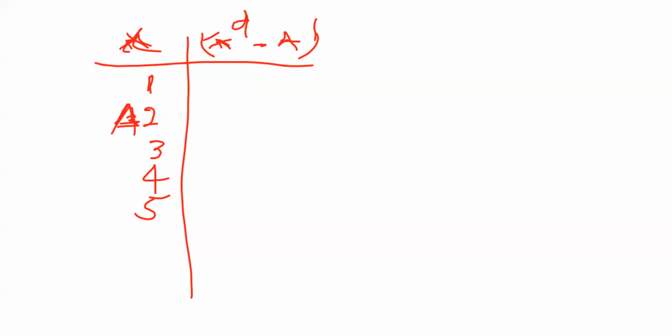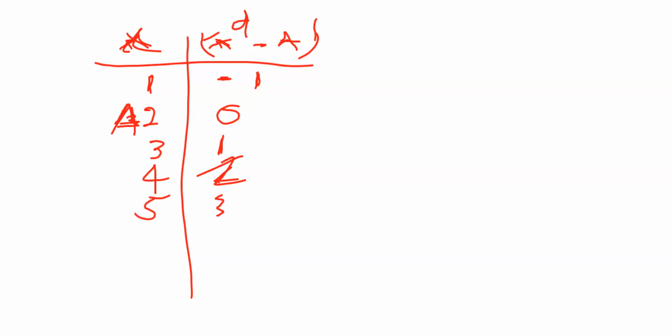So our variable is 1, and our assumed mean is 2. 1 minus 2 is minus 1. 2 minus 2 is 0. 3 minus 2 is 1. 4 minus 2 is 2. 5 minus 2 is 3.